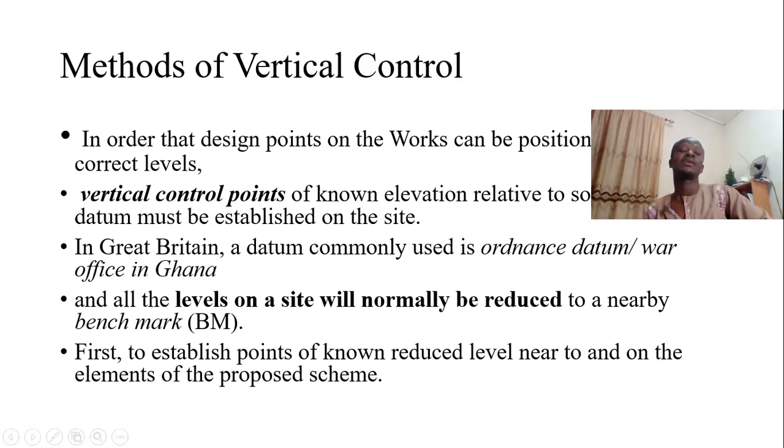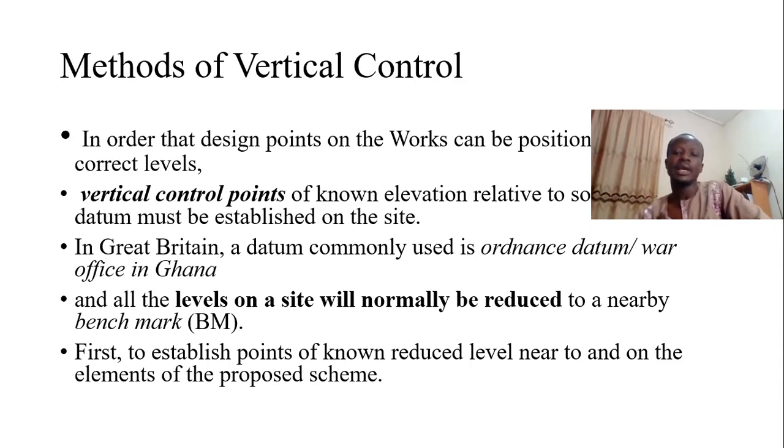You know that design points and works can be positioned at their correct levels. Vertical controls of known elevation related to some specified datum must be established on the site. If you don't have any point of known height control, then I don't know how you're going to do it. You've got to find a way to do that. Sometimes architects need that per the principles of architecture.